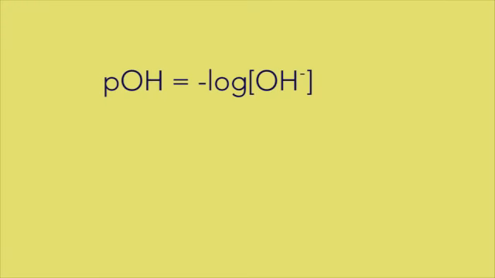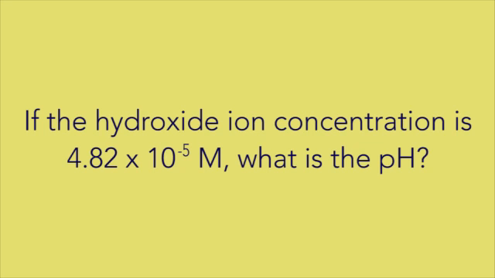One more thing. pOH is equal to the negative log of the hydroxide ion concentration. If given the hydroxide ion concentration, the pOH can be found in much the same way as the pH. Then, once you have the pOH, you can solve for the pH. Got it? Here's an example. If the hydroxide ion concentration is 4.82 times 10 to the negative 5 molar, what is the pH?